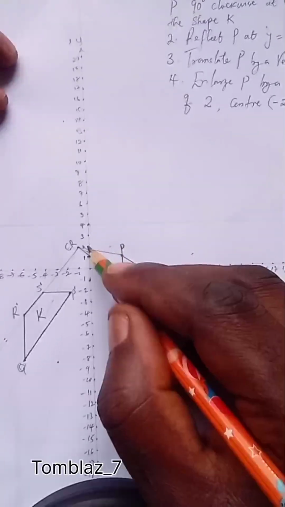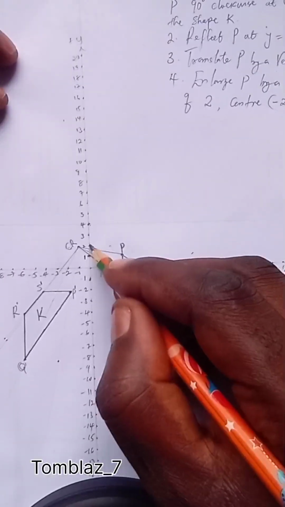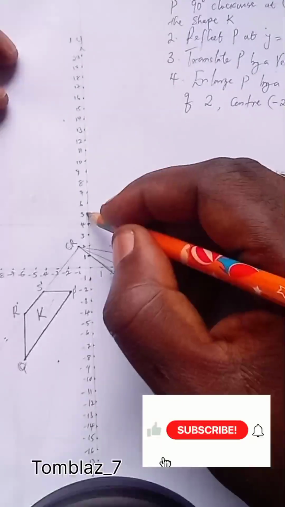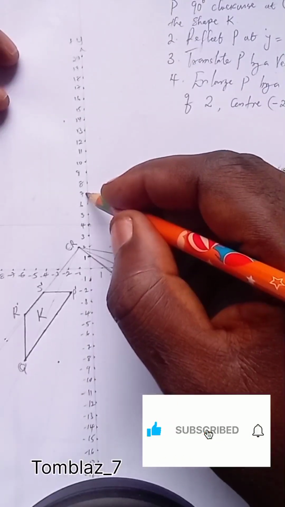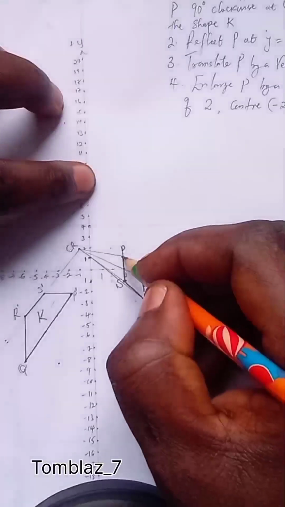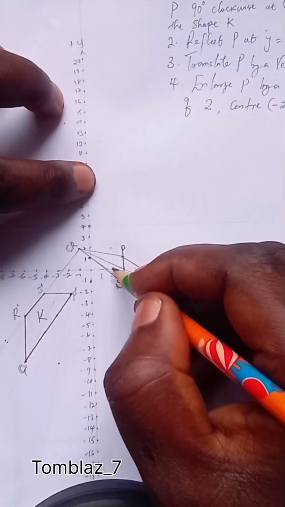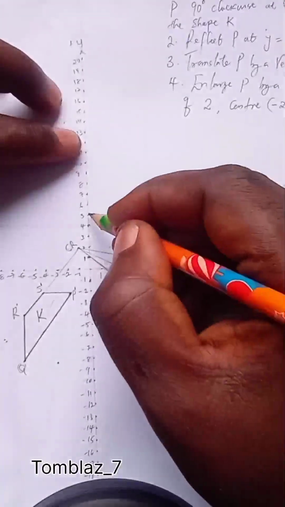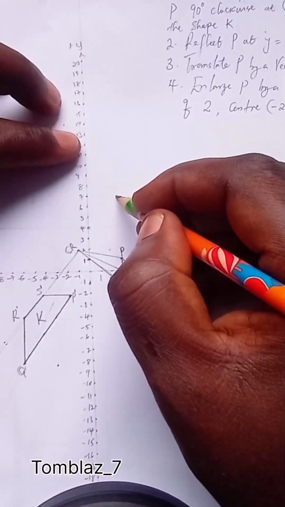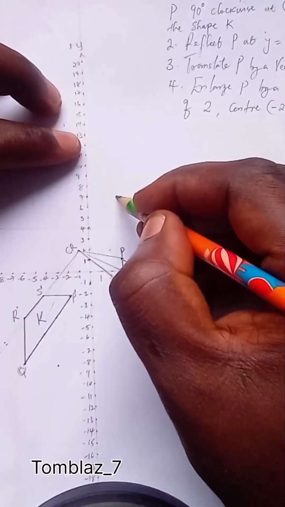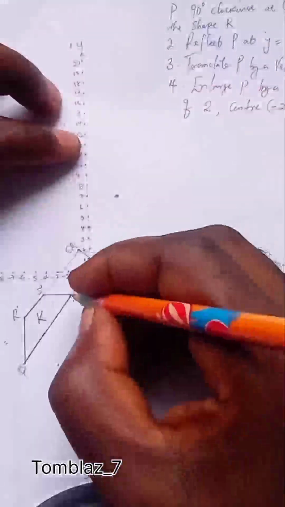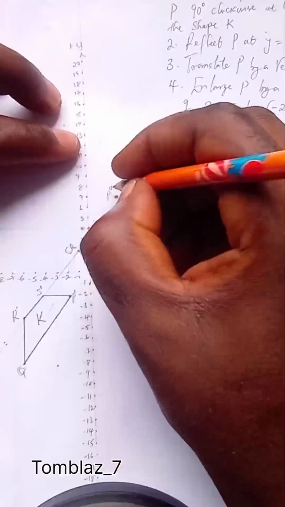So for P, we are counting 1, 2, 3. So we'll reflect the 3 the other way, 1, 2, 3. That's up 3. And then we have to trace it to this point, 1, 2, 3. So we go 1, 2, 3, and then 1, 2, 3. So this is where new P will be. So since this is a new value for P and we have P1 here, so we can call this P prime prime.